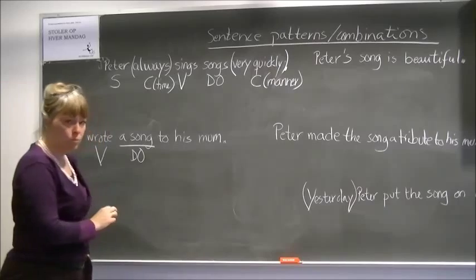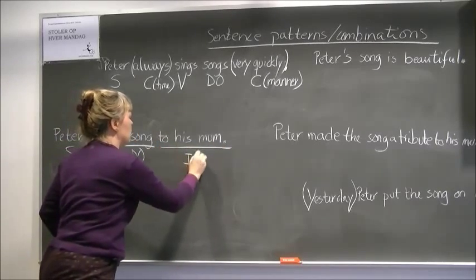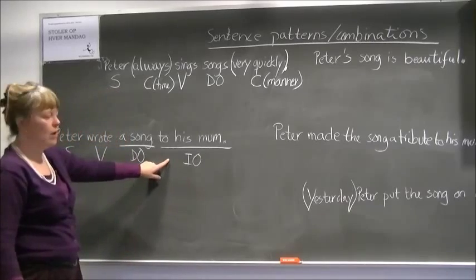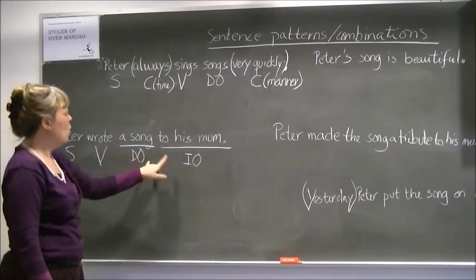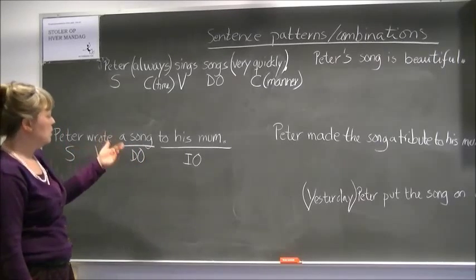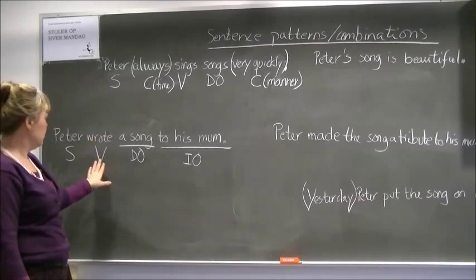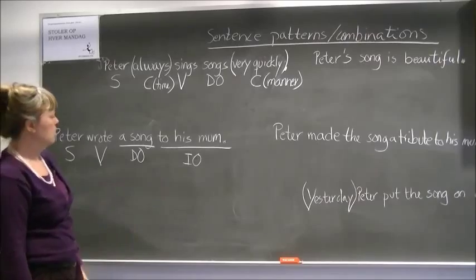And to whom did he write the song? To his mom, which we call the indirect object. So the indirect object is always the receiver of the direct object. The order could also be switched so that we said Peter wrote his mom a song. But it would still be a verb that takes a direct object and an indirect object.